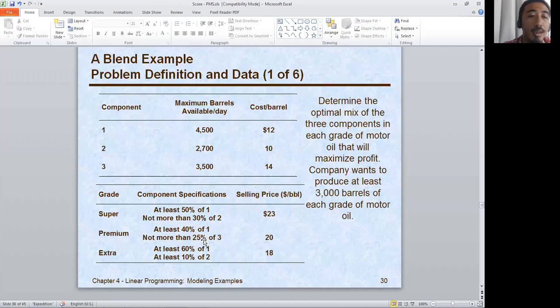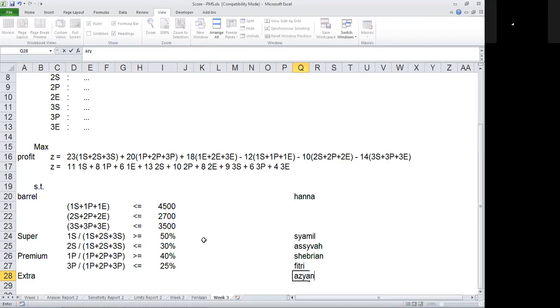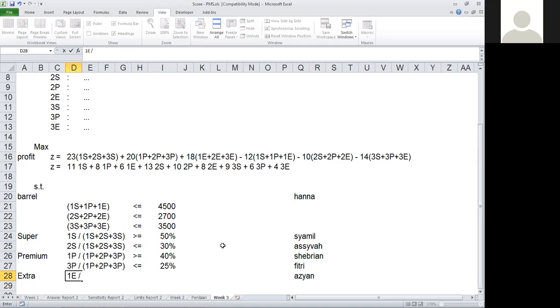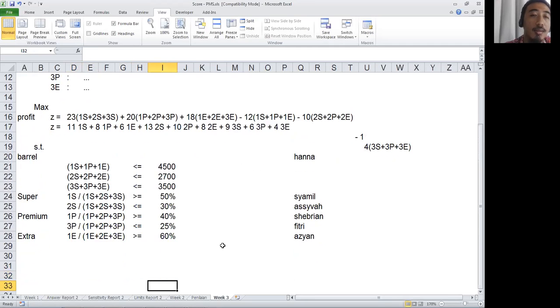Okay, how about the extra? I want to try, sir. Asia. Don't worry, you still have so many chances to get points. Okay, the first 1E, sir. 1E divided by 1E plus 2E plus 3E, then more than or equal to 60%. Okay.